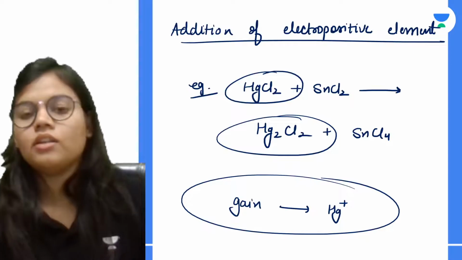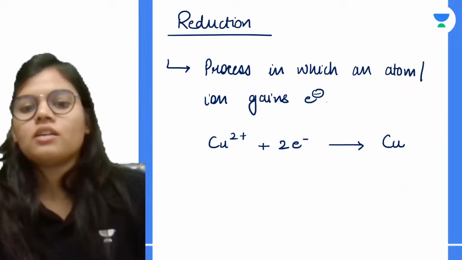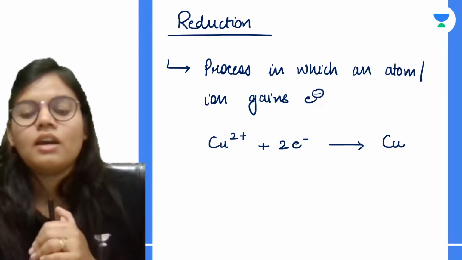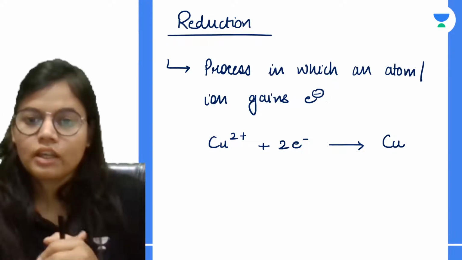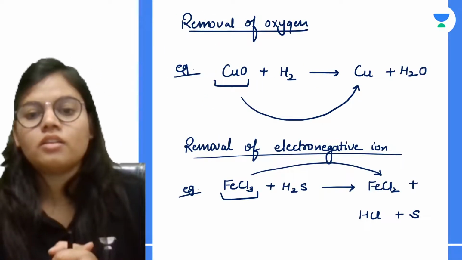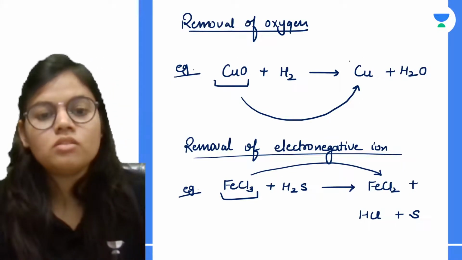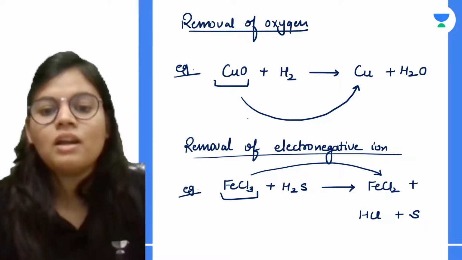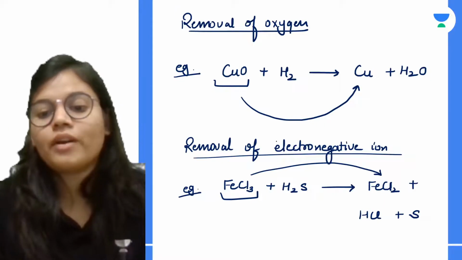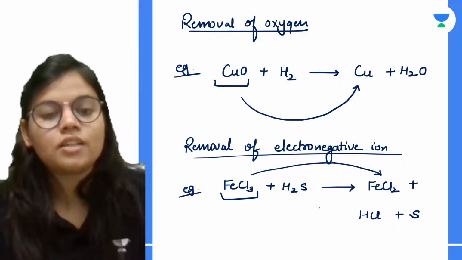Got it, everyone? Now these are the 5 definitions. Let's quickly go through all of them. So reduction is the process in which there are 5 definitions. First, the atom or the ion is gaining electrons. Next, the oxygen is getting removed, as in copper oxide. The oxygen got removed and it turned to copper, so reduction has taken place. Removal of electronegative ion: from FeCl3 to FeCl2, one Cl minus is getting removed. So that is why again reduction.